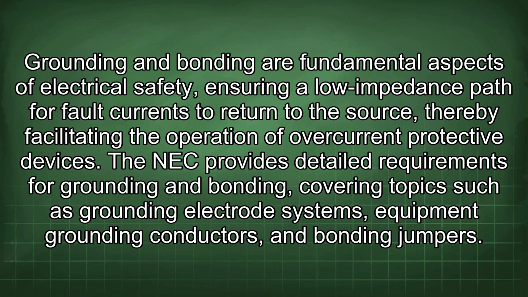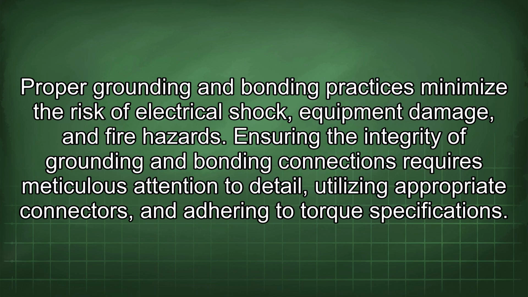Grounding and bonding are fundamental aspects of electrical safety, ensuring a low-impedance path for fault currents to return to the source, thereby facilitating the operation of overcurrent protective devices. The NEC provides detailed requirements for grounding and bonding, covering topics such as grounding electrode systems, equipment grounding conductors, and bonding jumpers. Proper grounding and bonding practices minimize the risk of electrical shock, equipment damage, and fire hazards. Ensuring the integrity of grounding and bonding connections requires meticulous attention to detail, utilizing appropriate connectors, and adhering to torque specifications.